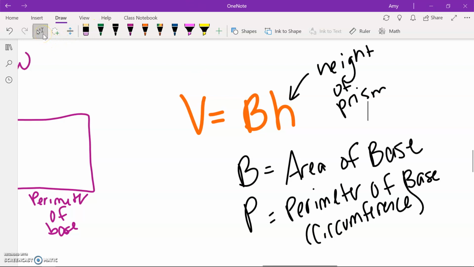And that is a little overview of some vocabulary related to prisms and where those formulas for volume and surface area of a prism come from.